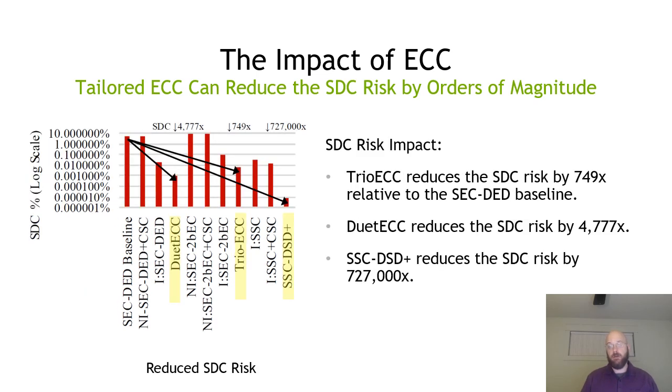The SDC benefits of our improved codes are even more notable. The optimizations we consider provide multiple orders of magnitude improvement over the SDC probability of SEC-DED ECC. Trio ECC reduces the SDC risk by about 749 times. Duet ECC increases this to a 4,777 times reduction, and SSC-DSD+ is very safe, offering over a 727,000 times reduction.